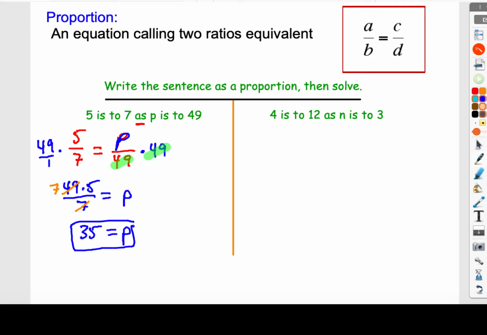Which again makes sense. We thought about that fraction up top. 7 times 7 would have been 49. Well, 7 times 5 would have been that P value then, right? So it kind of makes sense there. Let's try the one on the right here, and then we'll show you where we can actually use this stuff a little bit.